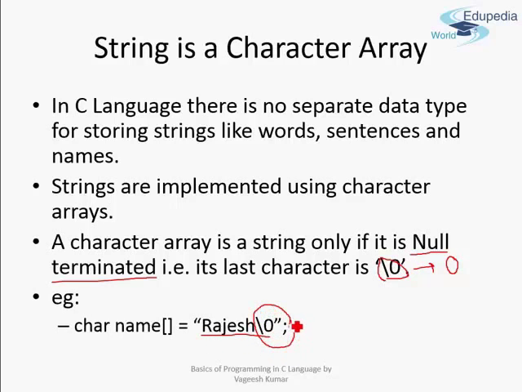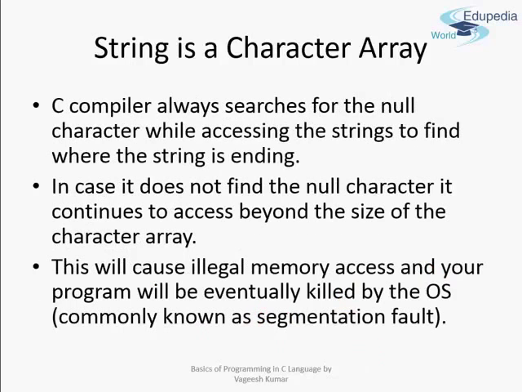Only then your compiler will assume this character array to be a string, because your compiler will start reading your string from its 0th location and it will continue till it encounters a null character. Suppose this null character is not there, your compiler will keep on accessing this string and it will surpass the memory location of the actual variable and then cause some illegal memory exception, just like index overrun. So we have to avoid this while programming.